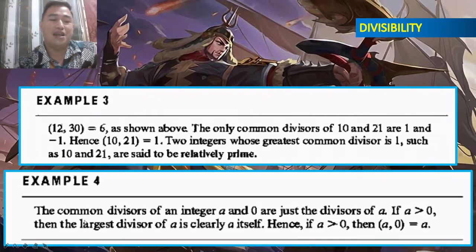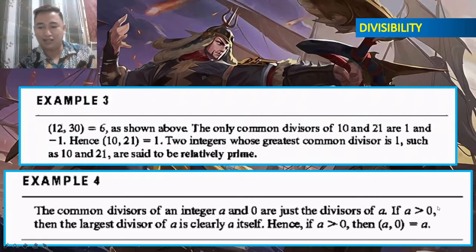Okay. The common divisors of integer a and 0 are just divisors of a. If a is greater than 0, then the largest divisor of a is clearly a itself. Tama? Hence, if a is greater than 0, then gcd(a, 0) is equal to a.